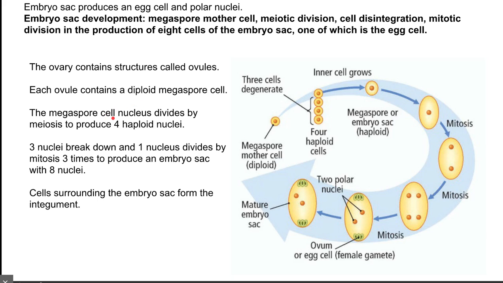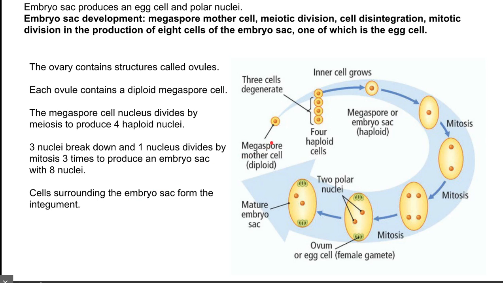The megaspore cell divides by meiosis, and that produces 4 daughter cells, 4 haploid nuclei. 3 of these break down, so only one of them survives. So one of these nuclei survives and divides by mitosis 3 times to produce an embryo sac with 8 nuclei. So the structure at the end is called an embryo sac. It's the equivalent of the pollen grain. The pollen grain had 3 nuclei. The embryo sac has 8 nuclei. And finally, cells surrounding the embryo sac form the integuments.